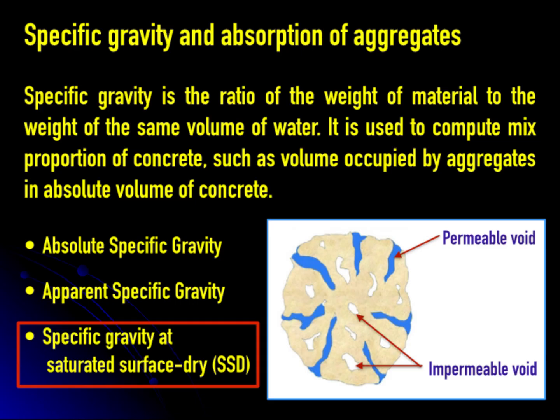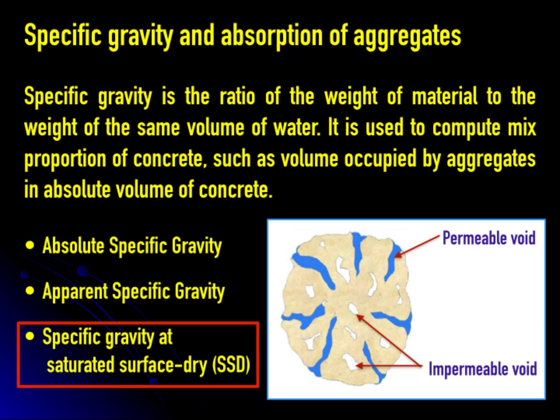The last topic is specific gravity and absorption of aggregate. This topic has two keywords. The first keyword is specific gravity, and the second keyword is absorption. It is well known that specific gravity is the ratio of the weight of material to the weight of water having the same volume of such material.